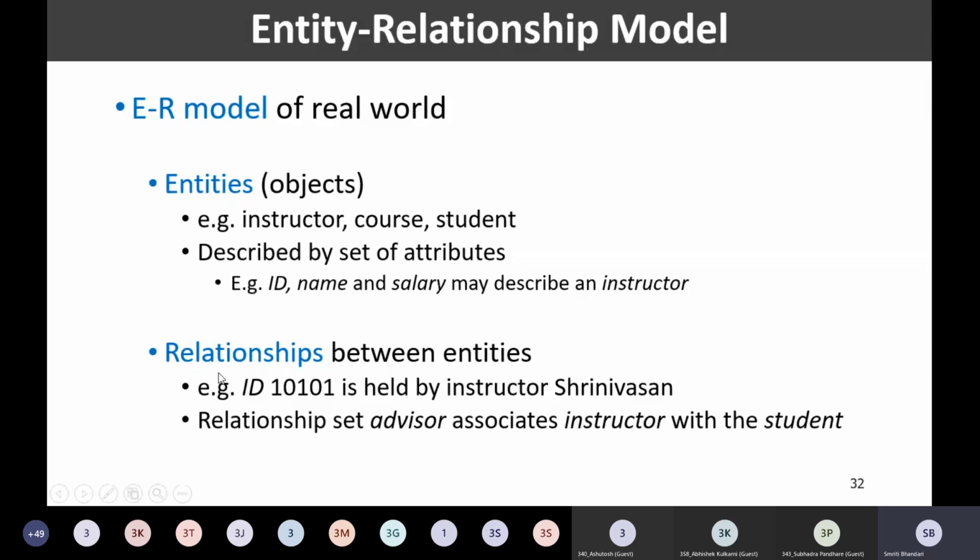Then we talked about the relationship. We may have a relationship between two entities. For example, if I have the entity student and the entity instructor, they are associated with one another via some kind of relationship. For example, the instructor is working as the advisor for the student. I'll repeat, the instructor is working as an advisor for a student or for a set of students. So this is a relationship between the instructor and the student.